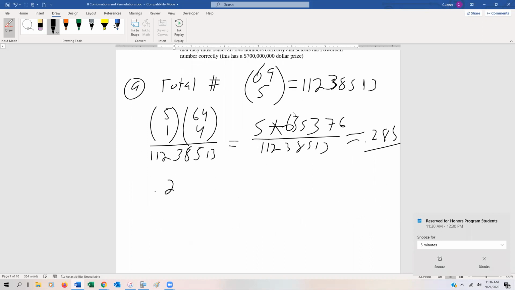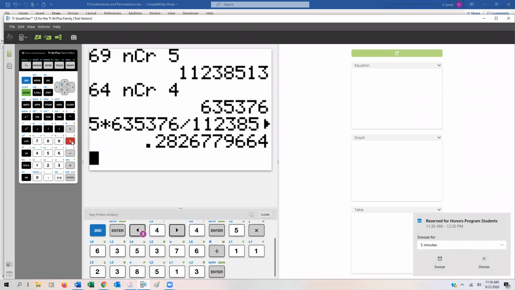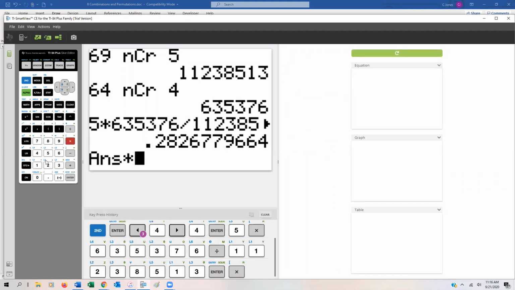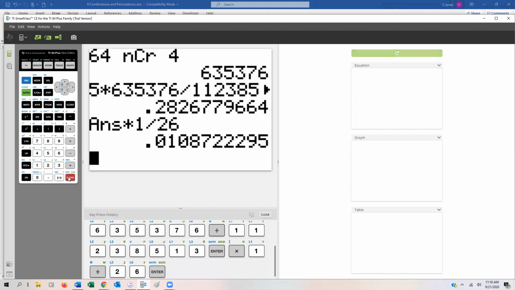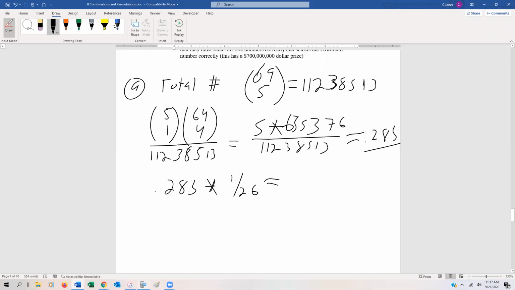So we're going to take that 0.283 that we just got, and then we're going to multiply that by 1 out of 26. Okay, so we're going to just take that answer, and multiply it by 1 out of 26. All right, so we get 0.0109. Let's just say 0.0109 for right now, or 0.011. Right, so it's about a 1% chance, 1.1%.